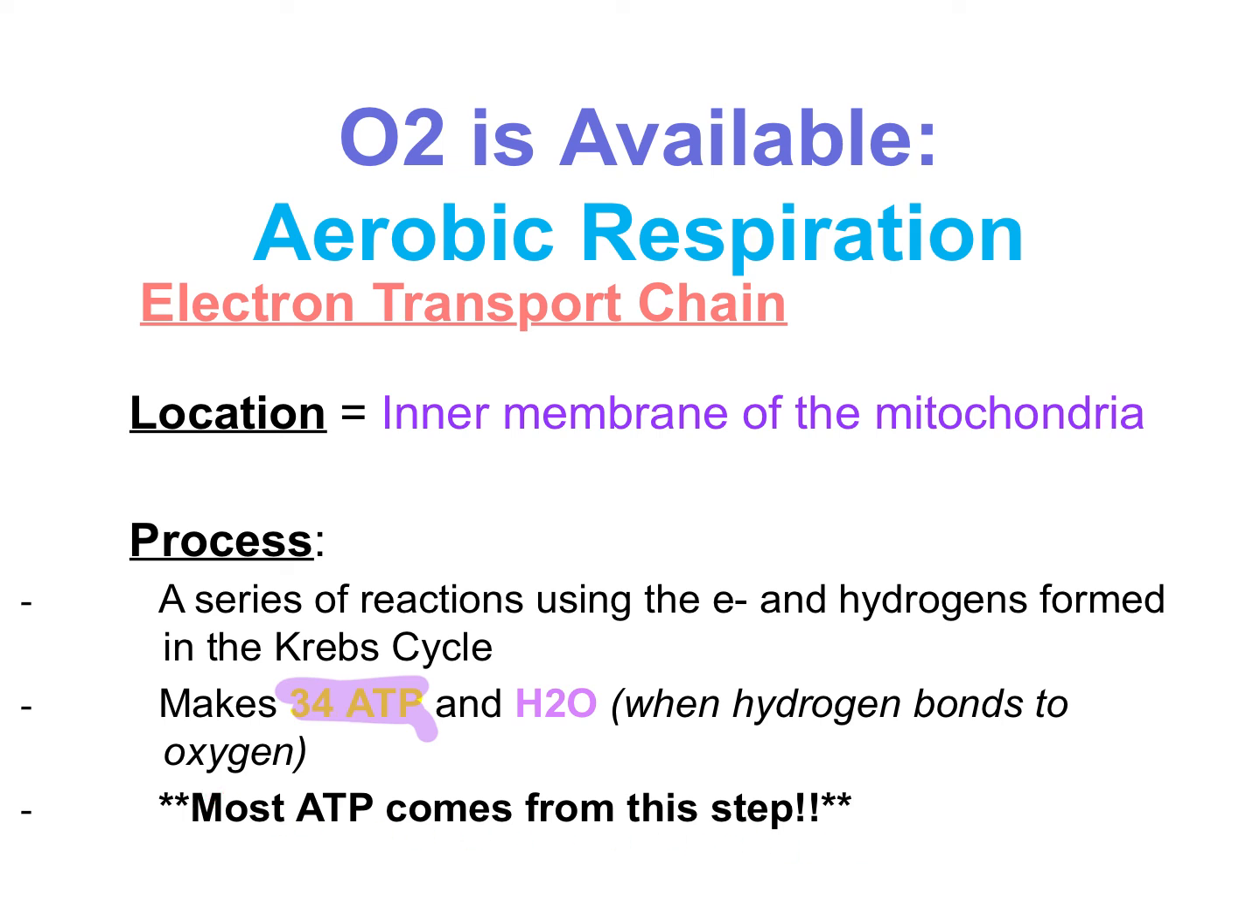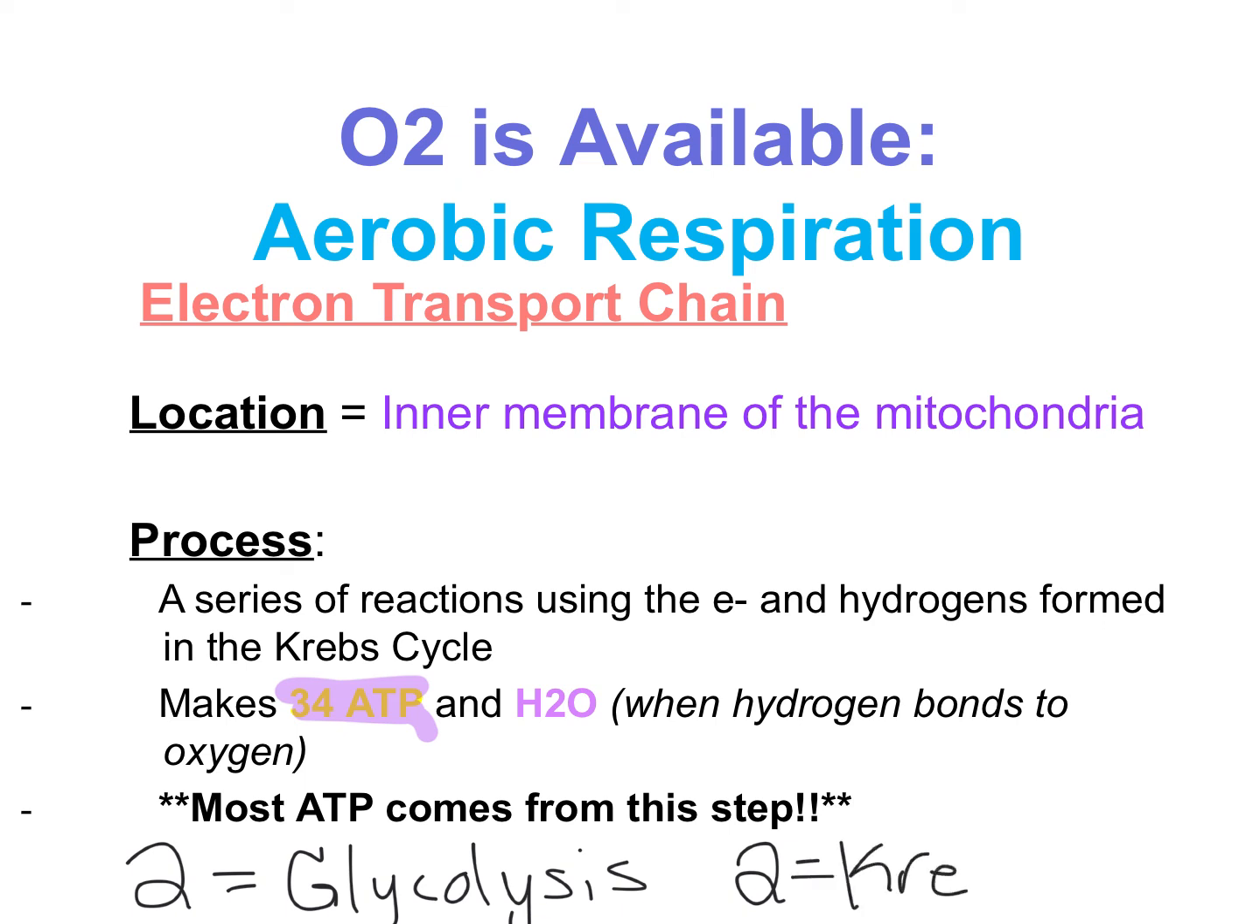So if you think about it, we had 2 ATP that came from glycolysis, and we had 2 ATP that came from the Krebs cycle. So 2, 2, 4, making a total of 34, or 38, sorry, when we add our 34 here. All right, after this video, you're going to continue on and fill in the diagram of our mitochondria.